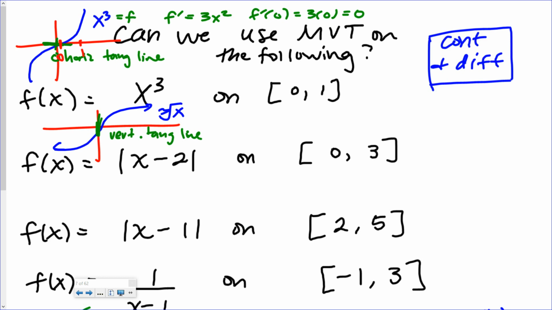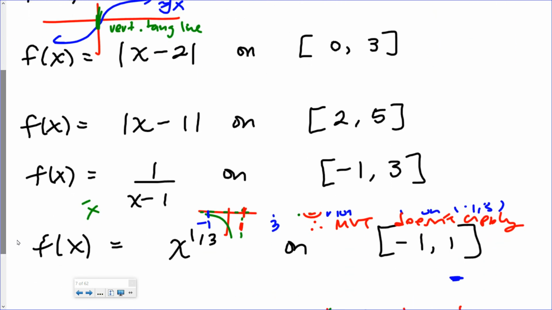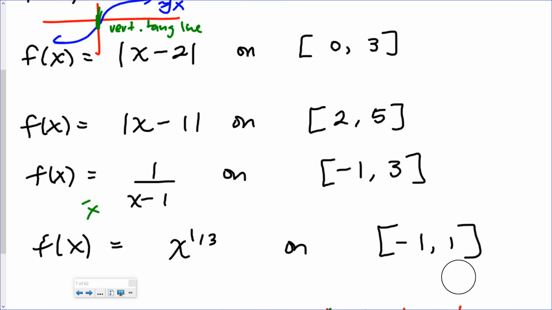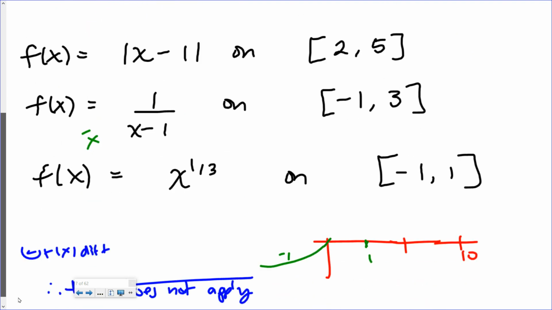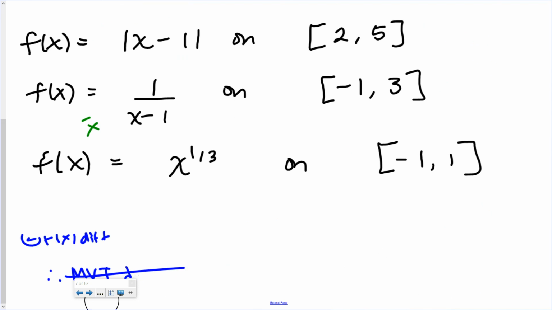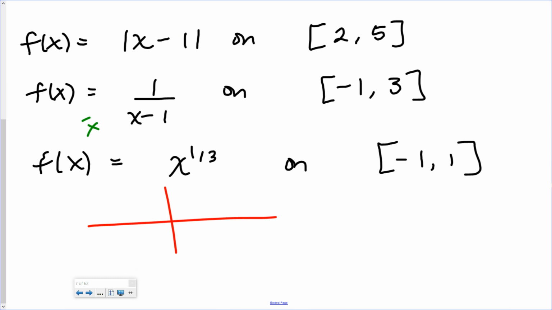Does that make sense? Look at this picture, guys. Later on I'll ask you about it, but let me go ahead and ask you now. For the cube root of x between negative 1 and 1, tell me if MVT applies. Let me graph this for you. This is the cube root function. Make sure you can actually graph that. Is the function continuous between negative 1 and 1? Yeah. Is it differentiable between negative 1 and 1? No. Very good. Why not?